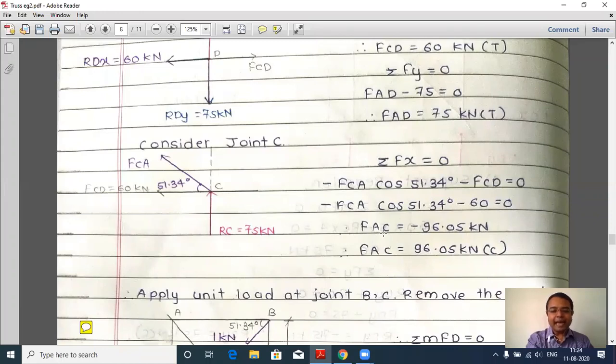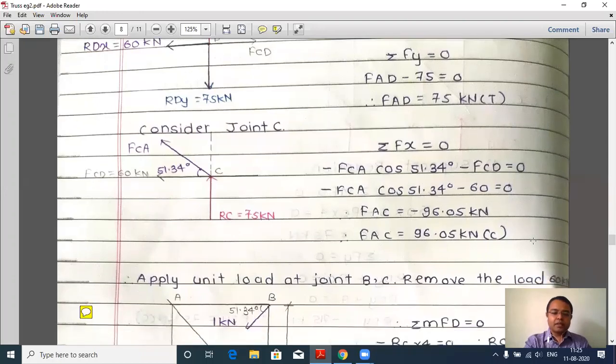So here we are getting FCA as negative. What does it mean? Our assumed direction is wrong. Our assumed nature of the force is wrong. Previously we assumed tensile, with the arrow shown away from the joint. So make this answer positive. The final answer is the opposite of tensile, which is compression. So FCA is in compression. This is the final answer.